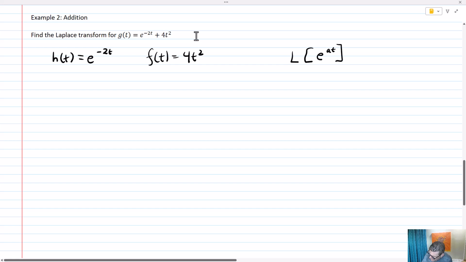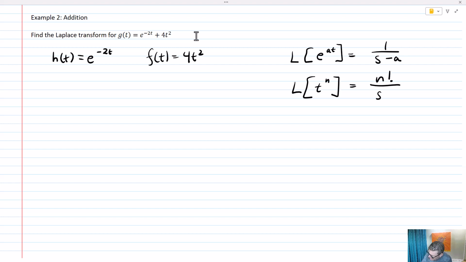We'll put these on the side. The Laplace transform for e^(at) is going to equal 1 over s minus a. And the Laplace transform for t^n is going to equal n factorial divided by s^(n+1).